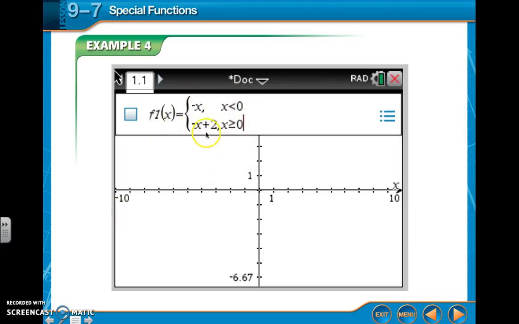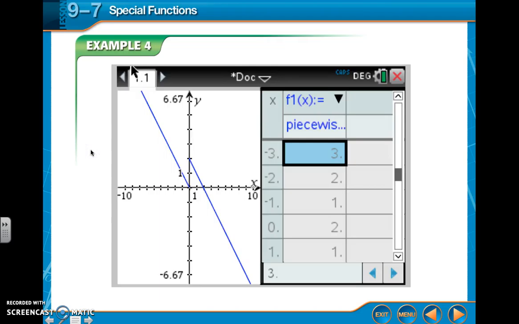You type it in just like this, so you need your inequality symbols to type those in, and then you graph it. So notice we have 2 lines. They do get cut off at x equals 0, but there is an open circle at 0, 0, and it doesn't show that on here. It also does not show the coordinates 0, 0. It shows 0, 2, because that's part of the other line. So you need to know that there's an open circle at this spot and a closed circle at this spot.